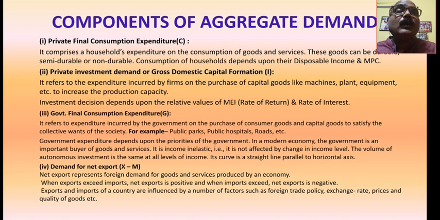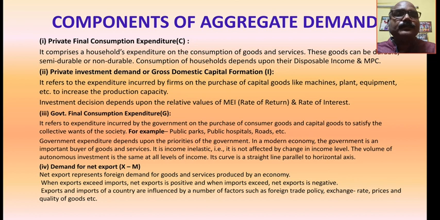First, private final consumption expenditure. Private final consumption expenditure means it is the consumption expenditure of the household for 2 types of goods. One is semi-durable goods and one is non-durable goods. The consumption demand is otherwise called the private final consumption expenditure. It is the consumption demand of the household for the non-durable goods and your semi-durable goods.